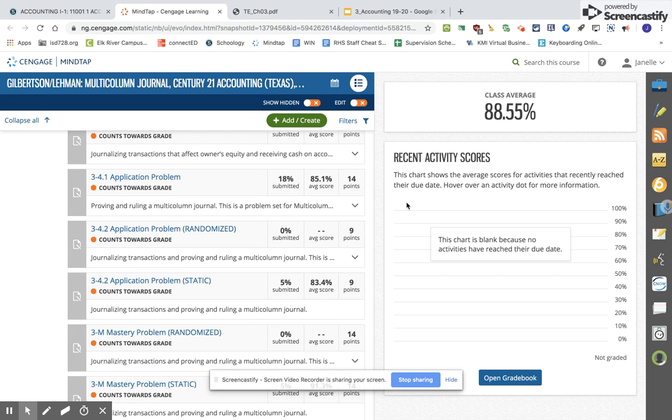Keep it that way. Okay, to start, I'm going to walk through 3.4.1 application, just kind of show you the big picture, and then you can work. And obviously for me, I just want you guys to attempt this, as well as the static 3.4.2.